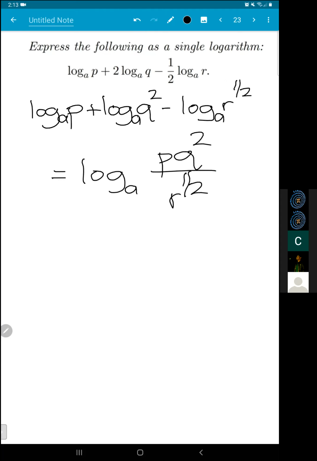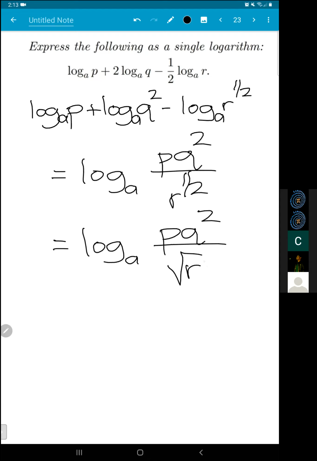And actually, you can stop here. But if you wish, you can convert that to a radical, logarithm base a of p q squared over square root of r. Let's try another one.